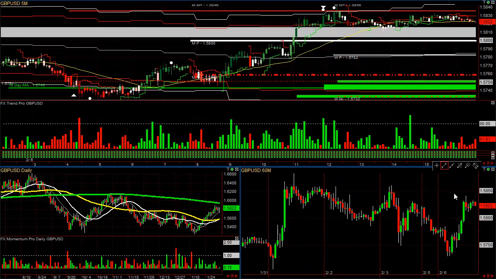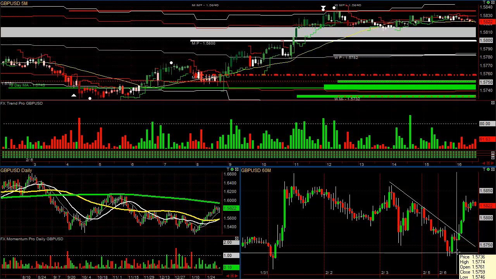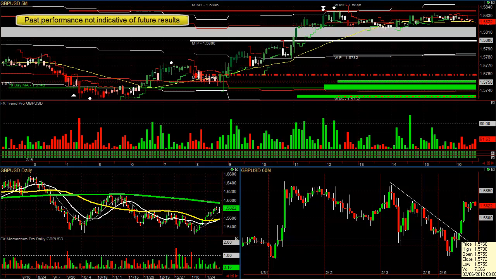Control L brings up the regular line tool, Control R the ray. You can see, and I try to make sure they touch as many spots as possible. Drawing trend lines, fibs, and drawing tools is kind of an art. There's no perfect way of doing it, but you can see this one also broke at the 9 o'clock bar.